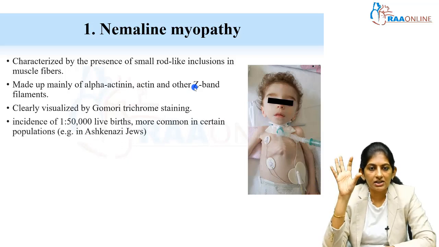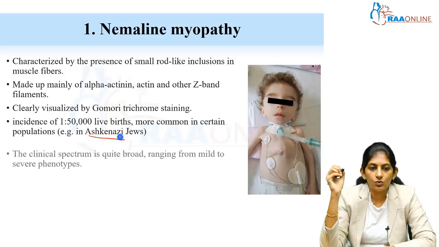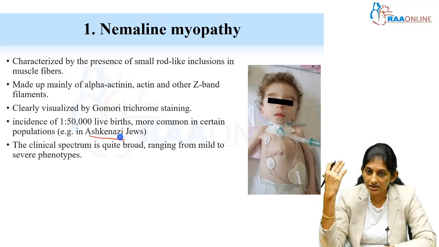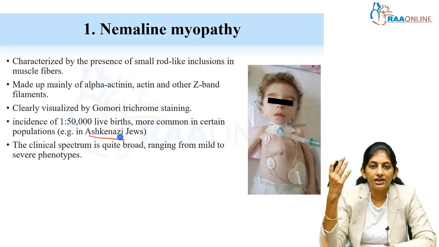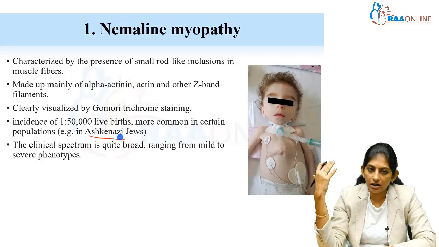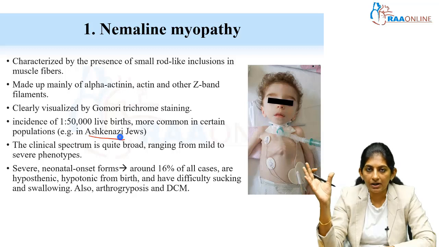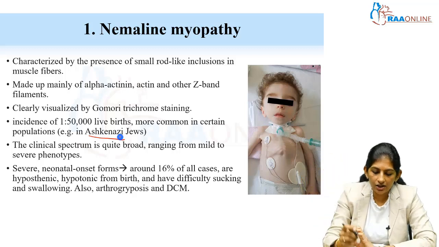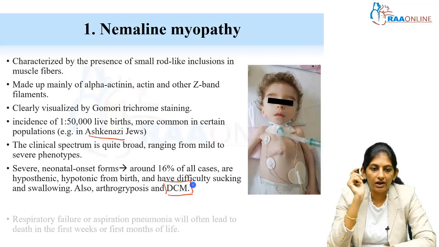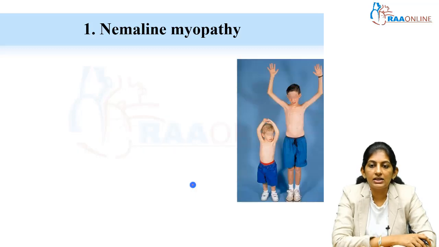This nemaline rod myopathy is particularly common in one ethnic group, that is, in Ashkenazi Jews it is quite common. Again, nemaline rod myopathy can be congenital, can present as very severe like this child, where the child needed invasive ventilatory support very early in age, or they can be a mild phenotype also. And apart from the feeding difficulties and the respiratory difficulties, some children can also have a dilated cardiomyopathy, right? So this is one point that you have to note. And of course, there is no treatment as such. We are only going to support these patients.